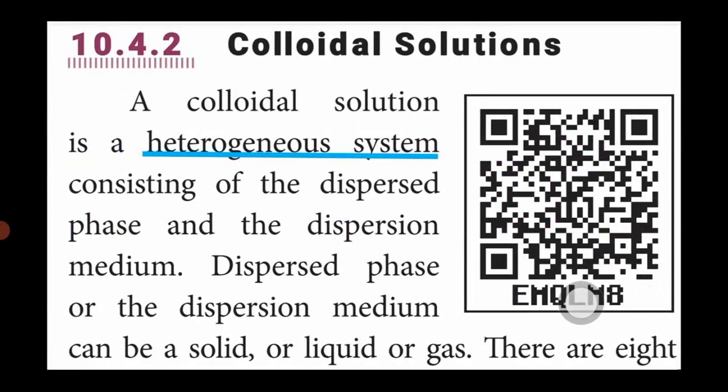What is a colloidal solution? A colloidal solution is a heterogeneous system. This heterogeneous system consists of two phases, namely dispersion phase and dispersion medium. This dispersion phase and dispersion medium may be solid or liquid or gaseous. Any state of the substance can be present in a dispersion phase or dispersion medium.